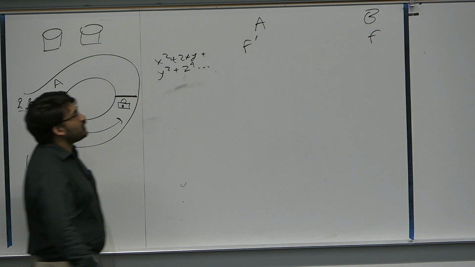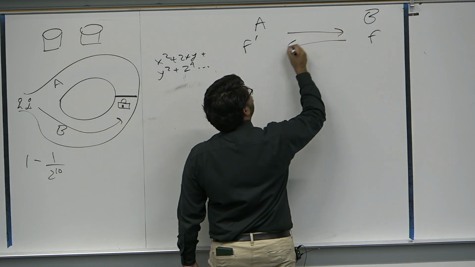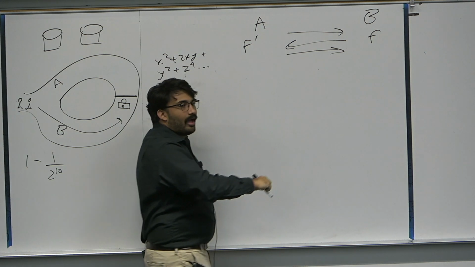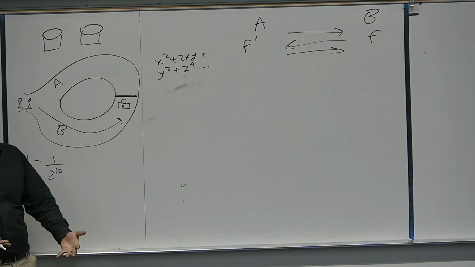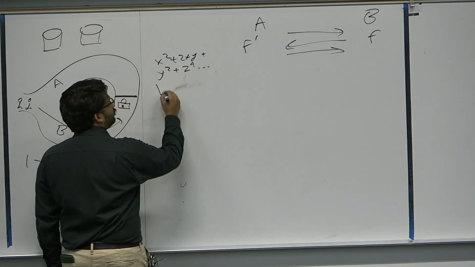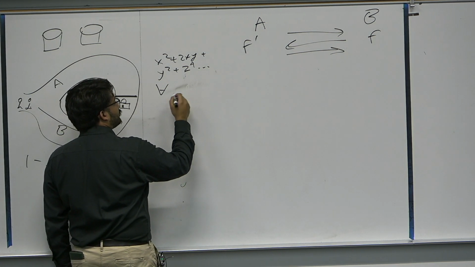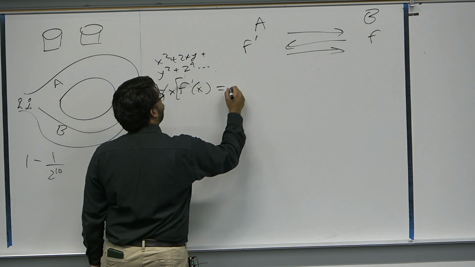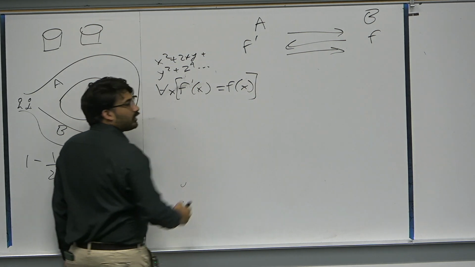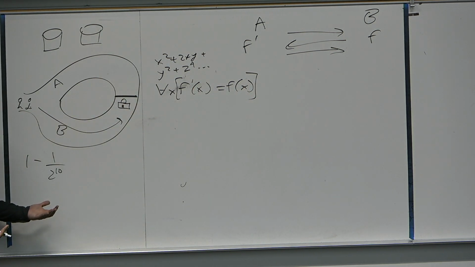So they want to exchange some messages in such a way that Alice convinces Bob that Alice has the same polynomial. Now, what we mean by the same polynomial is that, in a single variable case, for all x, f prime of x is equal to f of x, right? We can be convinced those are the same if that's true. That's what we mean by equality of polynomials.